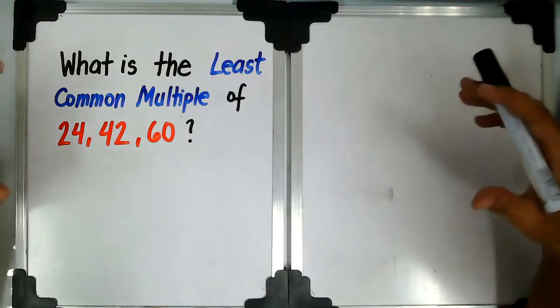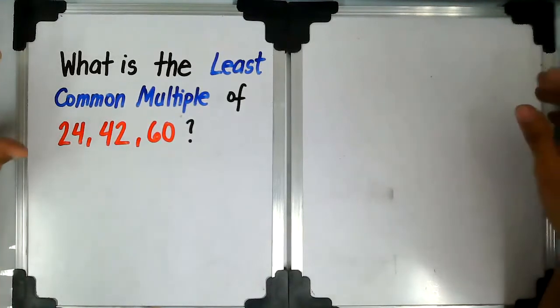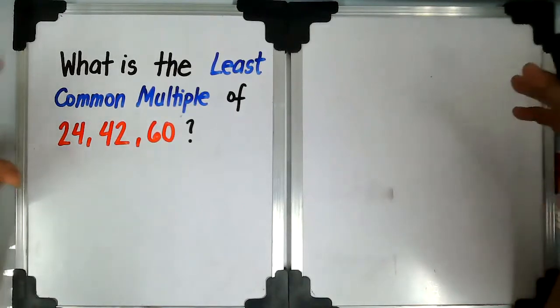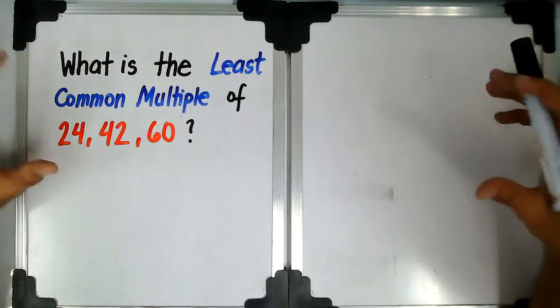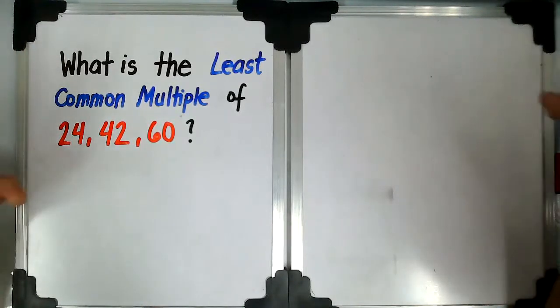Hi everyone, what is the least common multiple of 24, 42, and 60? Let's find out here in this video. Before we look into the concept of least common multiple or LCM, let's go back to the concept first of multiple so that we can understand it in the easiest way possible.